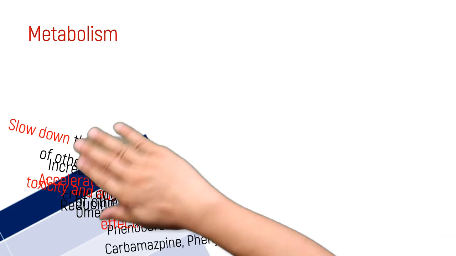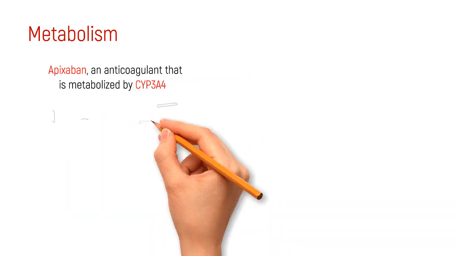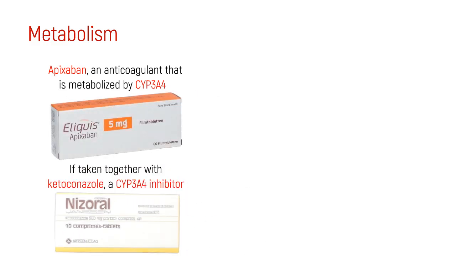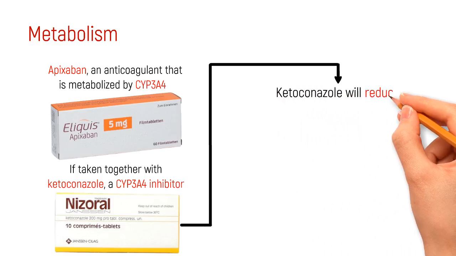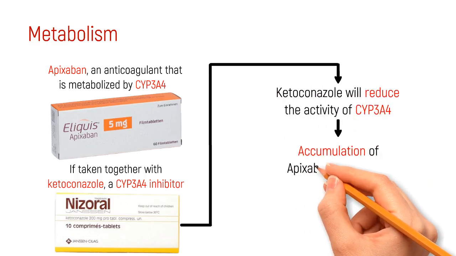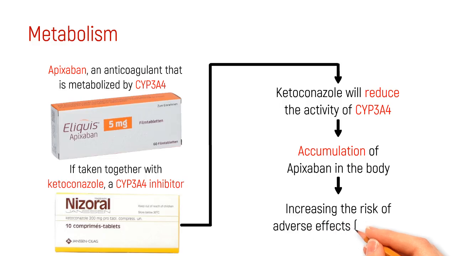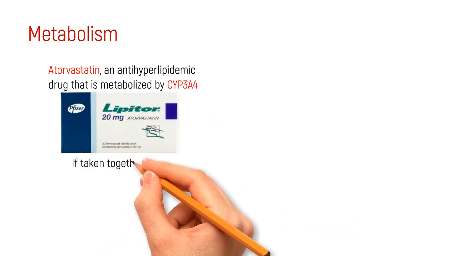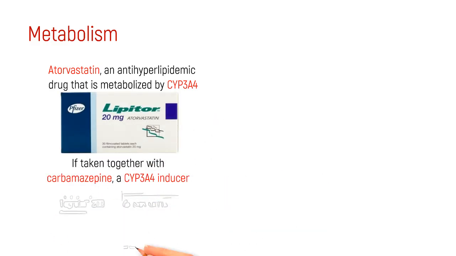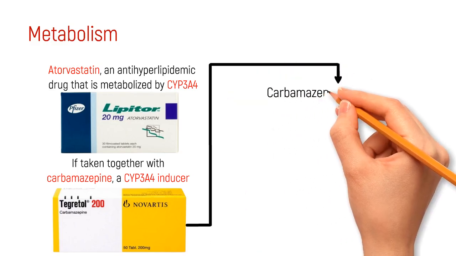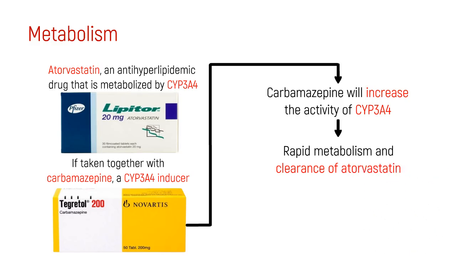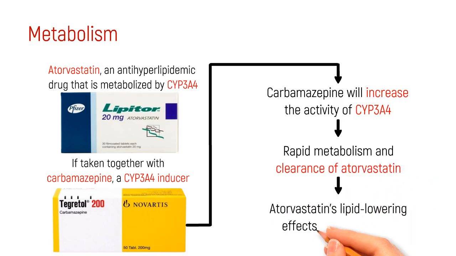For example, consider apixaban, an anticoagulant that's metabolized by cytochrome P3A4. If taken together with ketoconazole, a cytochrome P3A4 inhibitor, ketoconazole will reduce the activity of cytochrome P3A4, causing apixaban to accumulate in the body. This accumulation increases the risk of adverse effects, with bleeding being the most common. Another example is atorvastatin, an antihyperlipidemic drug metabolized by cytochrome P3A4. If taken together with carbamazepine, a cytochrome P3A4 inducer, carbamazepine increases the activity of cytochrome P3A4, leading to the rapid metabolism and clearance of atorvastatin. As a result, atorvastatin's lipid-lowering effects are decreased.